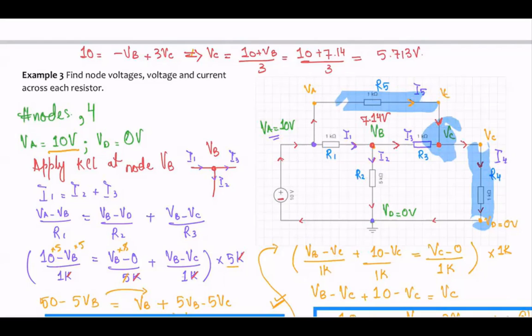because the direction of the current is like this. So VC is 5.713 volts, okay? All right.